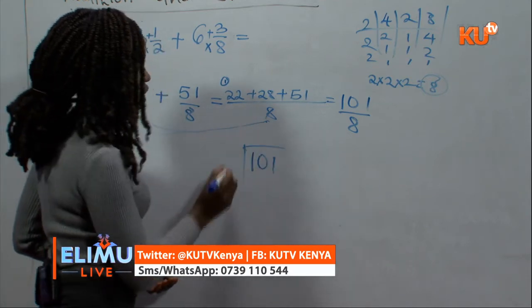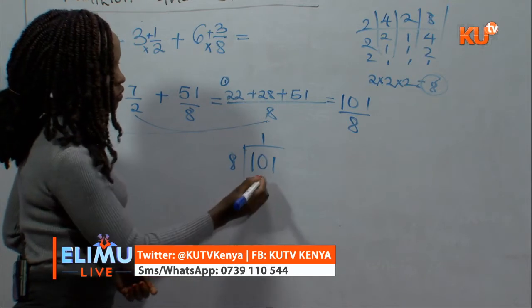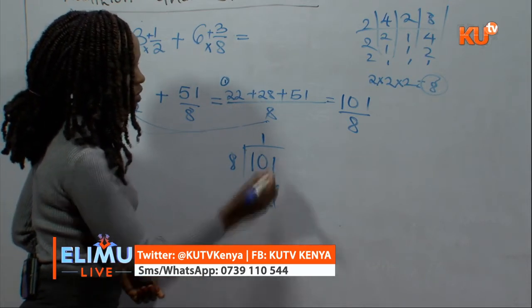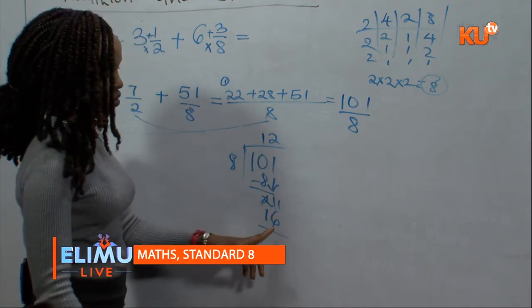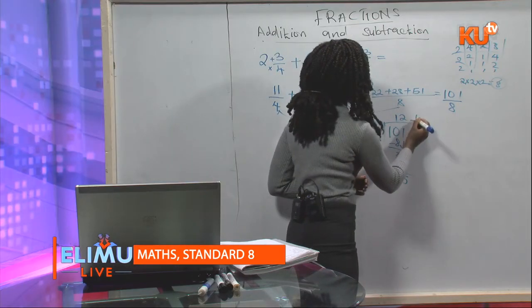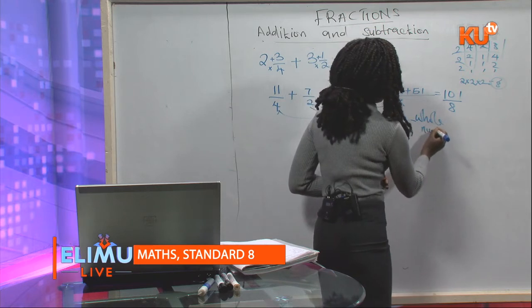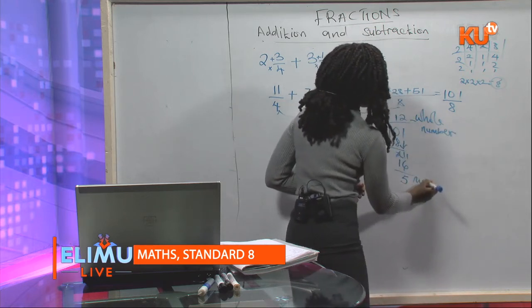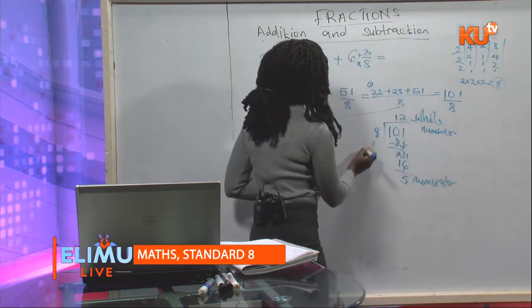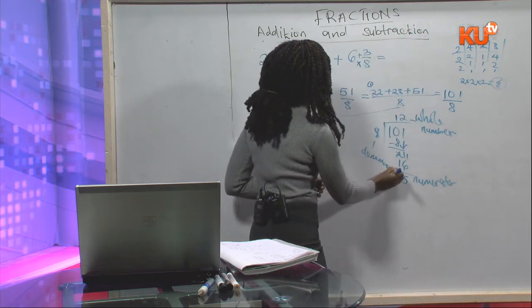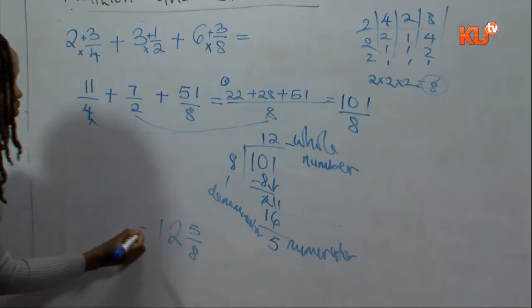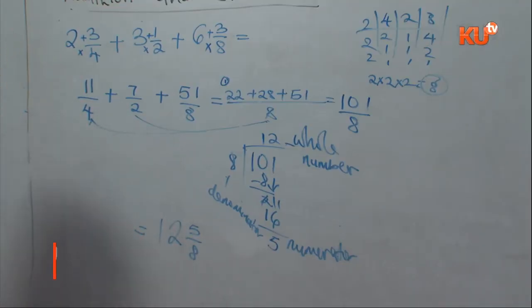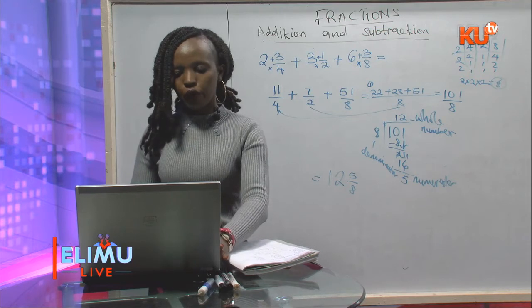You can use the long division method. 8 will go here once because of 8. We subtract to get 2. We drop 1, twice because of 16. 21 minus 16 is 5. So 12 is going to be our whole number, this is our numerator, and this is our denominator. So when I'm entering my answer, I'm going to take 12, then 5 over 8. That is example number 3, and I hope you are following.